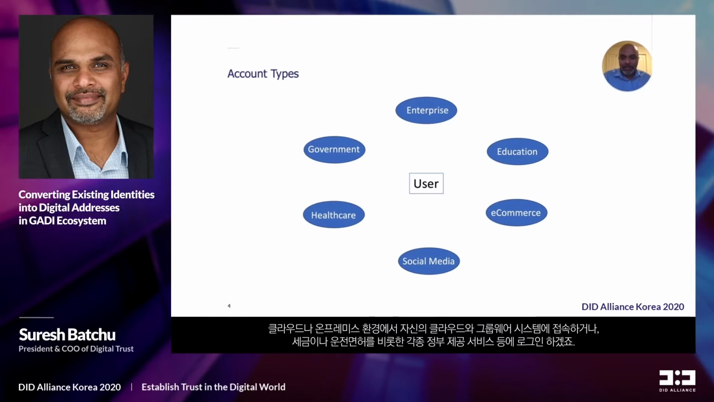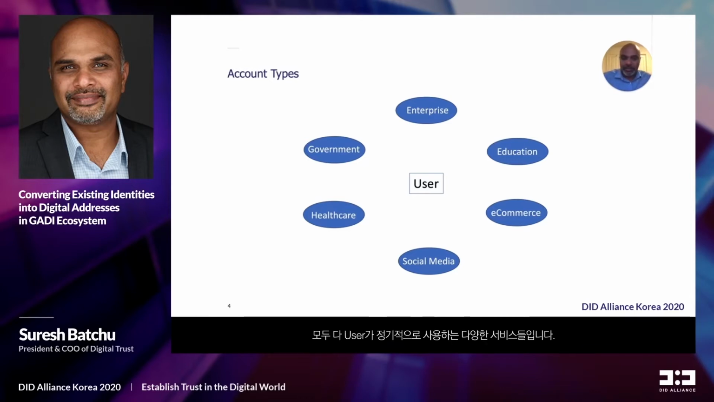Government related services, whether it's taxes or driver's license or any other benefits that a government provides. Education, your universities, colleges, and courses that you can do online. Healthcare, where it is medical labs, your doctor's office, all these different healthcare related services. E-commerce, where you do all your business online. And social media, like Twitter, Facebook, and all these different social media services. So a user is using all these different services on a regular basis.